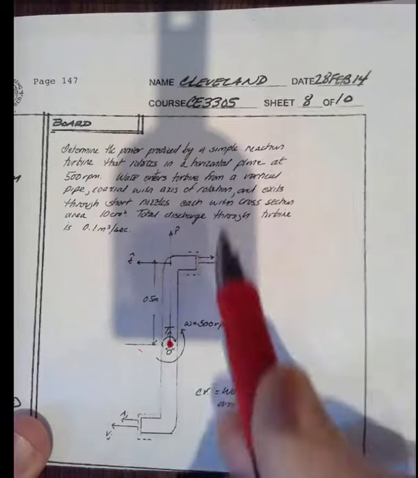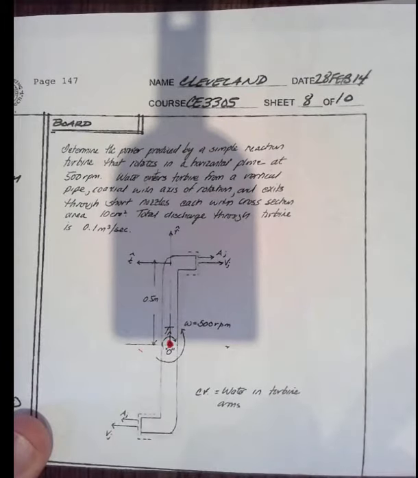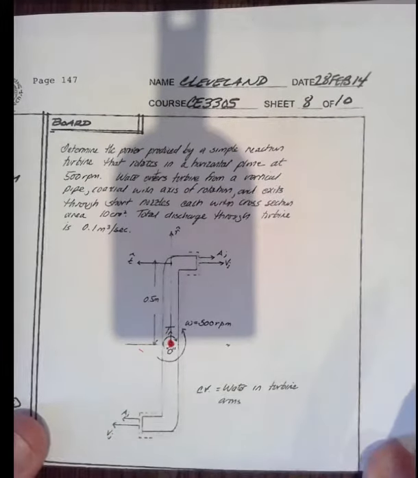And it exits through these nozzles. Each of the nozzles in this particular example has a cross-sectional area of 10 centimeters squared, and the total discharge, the Q through the whole system, is 0.1 cubic meters per second. And we want to determine the power that's produced.